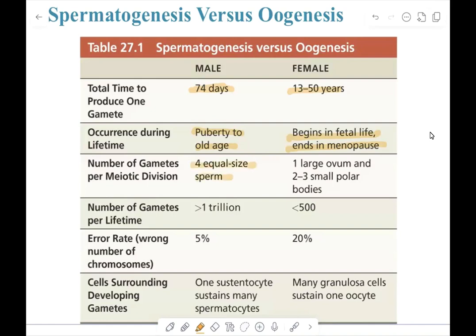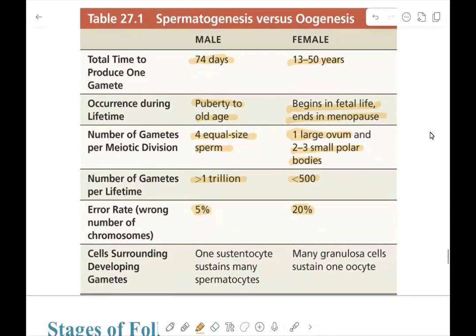So there's 4 equal sized sperm, but in females, there's 1 large ovum and 2 to 3 small polar bodies, which don't have much cytoplasm, so they can't be sustained. The number of male gametes, sperm, are over 1 trillion, and it's less than 500 for females. The error rate is 5% for males and 20% for females.